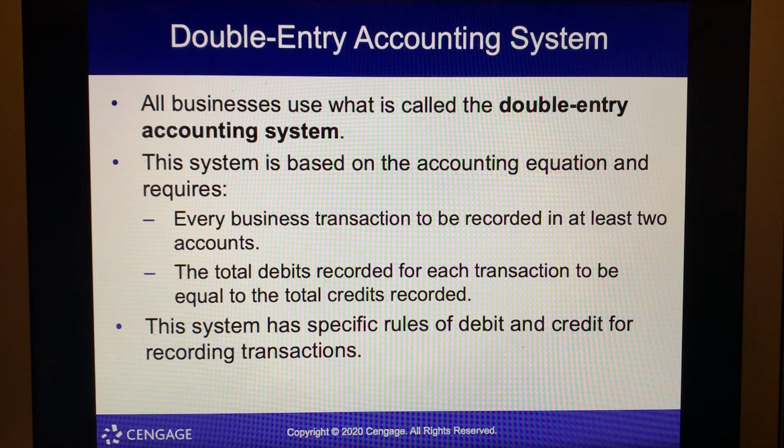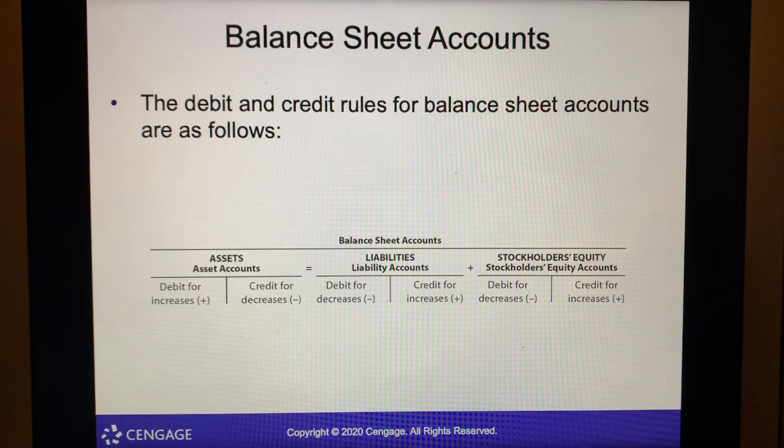So the total debits recorded for each transaction must equal the total credits. The system has specific rules of debit and credit for recording transactions, and a lot of these are linked to GAAP or GASB. So balance sheet accounts. The debit and credit rules for balance sheet accounts are as follows. For assets, a debit is an increase and a credit is a decrease. On your liability side, a debit is a decrease and a credit is an increase.